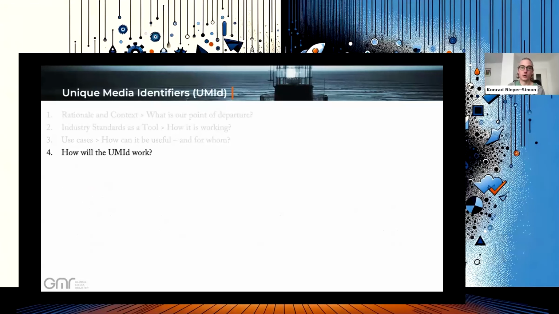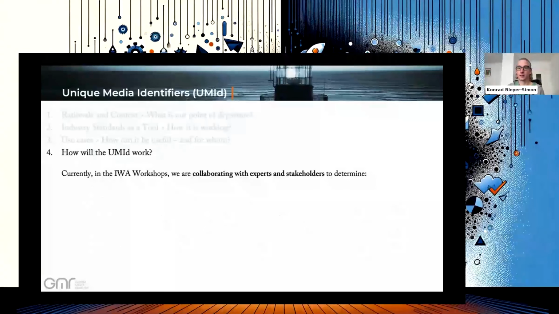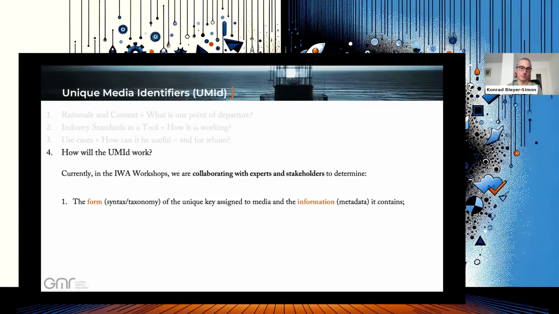You might ask how the unique media identifiers work, or how they are going to work. And we are still working on it. We are still in the ISO process, figuring out with different stakeholders what we expect in the end, or how it's going to look like. So we have this IWA workshop, and we have 80 members who are contributing to the discussion, and we have 3 working groups where we try to figure out what the different aspects of it would be.